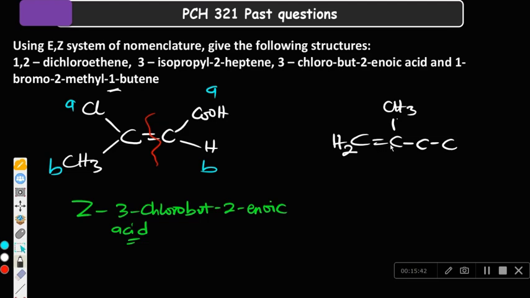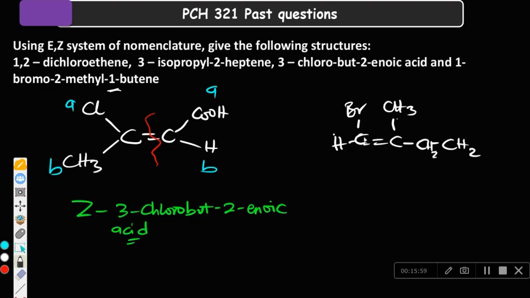1 bromo, 2 methyl butene. So it means at position number 1 you have a bromine group. So one of these hydrogens will be substituted with what? Bromine. So you have something like this. And then of course the next thing is this. So this is the structure you are expected to draw.